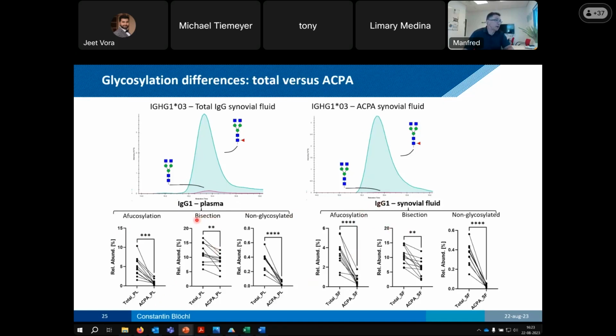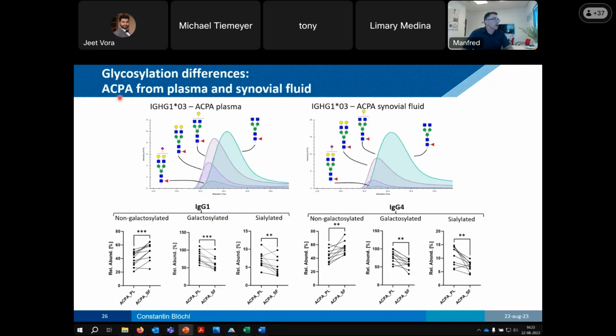We also have differences in bisection and in site occupancy. So overall, these sites are very highly occupied. The CH2 domain glycosylation is very prevalent, but we see that still there's a difference in site occupancy for the autoantibody versus the total or bulk IgG. And again, this is conserved for plasma and for synovial fluid.